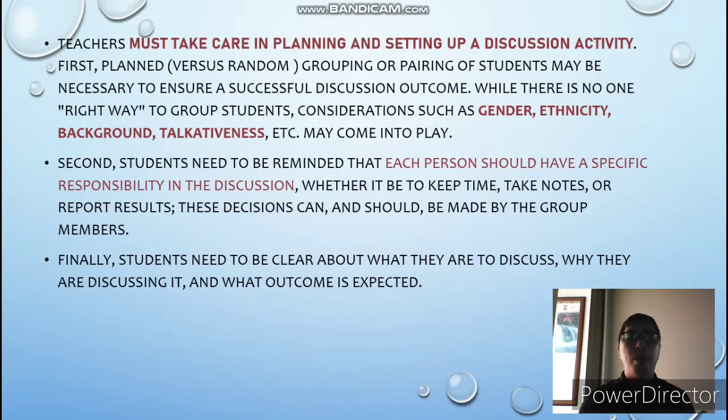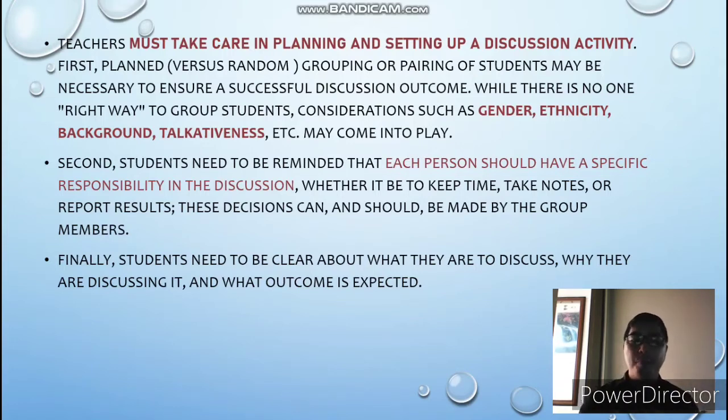While there is no one right way to group students, considerations such as gender, ethnicity, background, talkativeness, etc. may come into play. So definitely, you should be careful in how you come up with pairing of students, how you group students. There are certain considerations like gender, ethnicity. You know, with our students sometimes bullying comes in, and those things should be avoided, and should be considered as you come up with pairs and groups for the discussion.